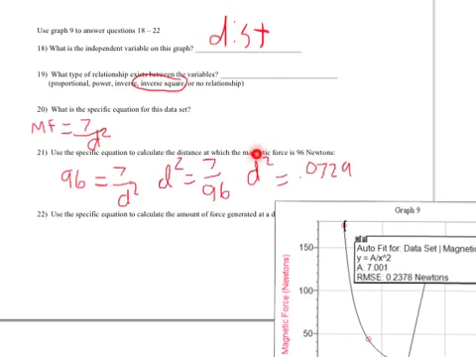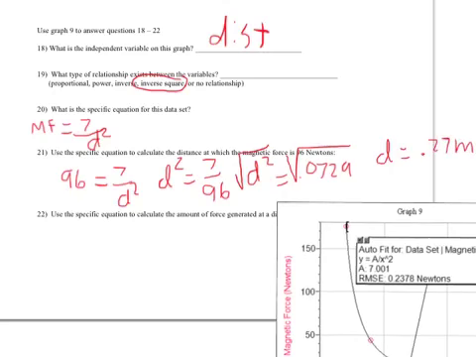I want to undo squaring, and the way you unsquare something is by taking the square root of that, but that means I also have to take the square root of the other side, and that's going to give me d will therefore equal 0.27 meters.